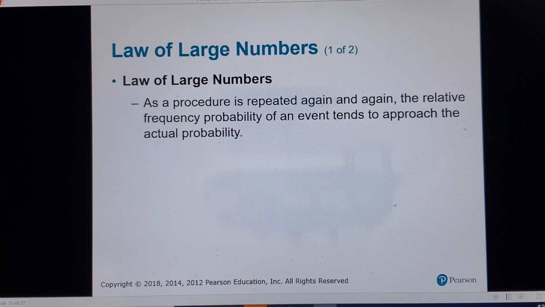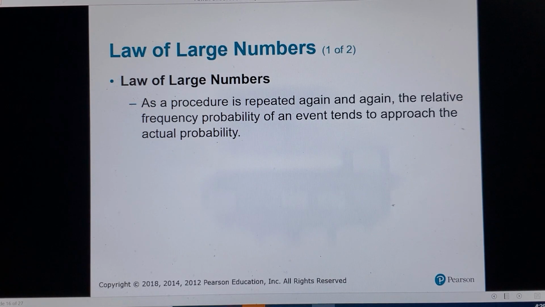The law of large numbers says the more you do a procedure, the closer you're getting to the true probability. By true probability, I mean the chances that an outcome is going to happen, and you just know that's the probability of it. Again, historically, flipping a coin, we know that there's a 50% chance of landing heads, 50% chance of landing tails.